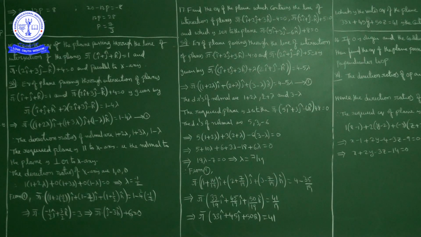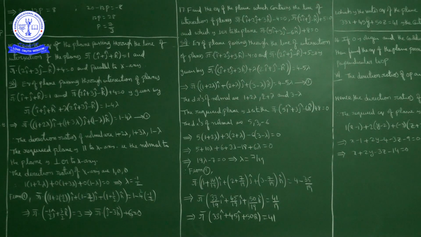Question number 17. Find the equation of plane which contains the line of intersection of planes r bar dot product with I cap plus 2j cap plus 3k cap minus 4 equal to 0, and r bar dot product with 2I cap plus j cap minus k cap plus 5 equal to 0, and which is perpendicular to the plane r bar dot product with 5I cap plus 3j cap minus 6k cap plus 8 equal to 0.